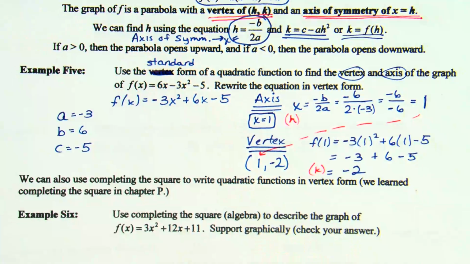So, okay. We found the vertex. We found the axis. We have one last thing to do, and that is to rewrite this in vertex form. What is vertex form again?